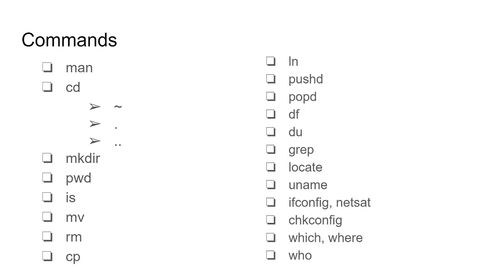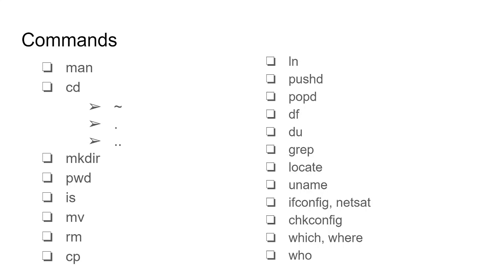Next, df is disk free, that is how much space is left in the disk, and du is disk usage, what is the usage space that the disk has occupied. Then we have grep. What is grep for? It is nothing but to have the files and to know what they are actually being used for. And locate is to locate the system or the file wherever it is present in the system.